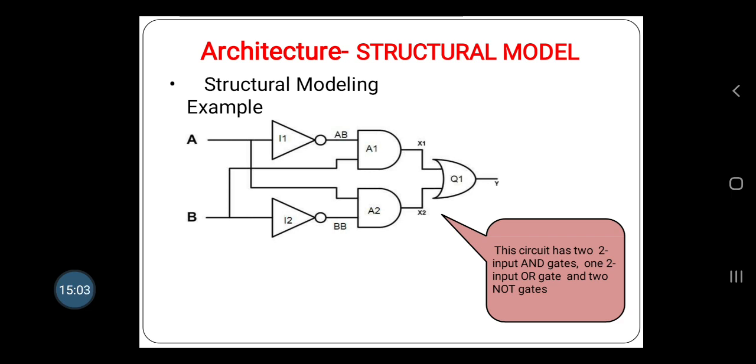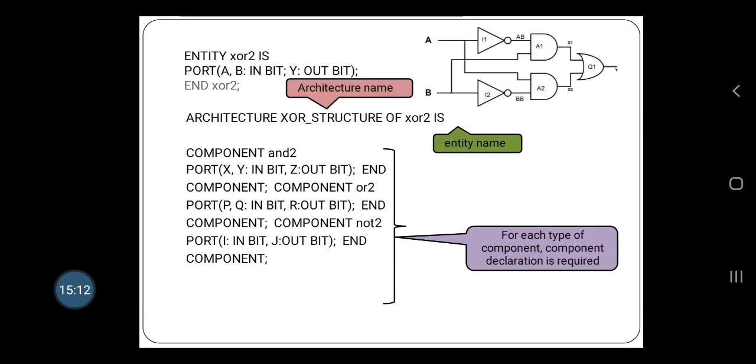So you can see in this logic diagram one basic example. There are two AND gates, one OR gate and two NOT gates. This can be written in structural model as shown here. So first is the entity declaration. The name given is XOR2. Then the ports, input and output. A, B are the input bits and Y is the output bit.